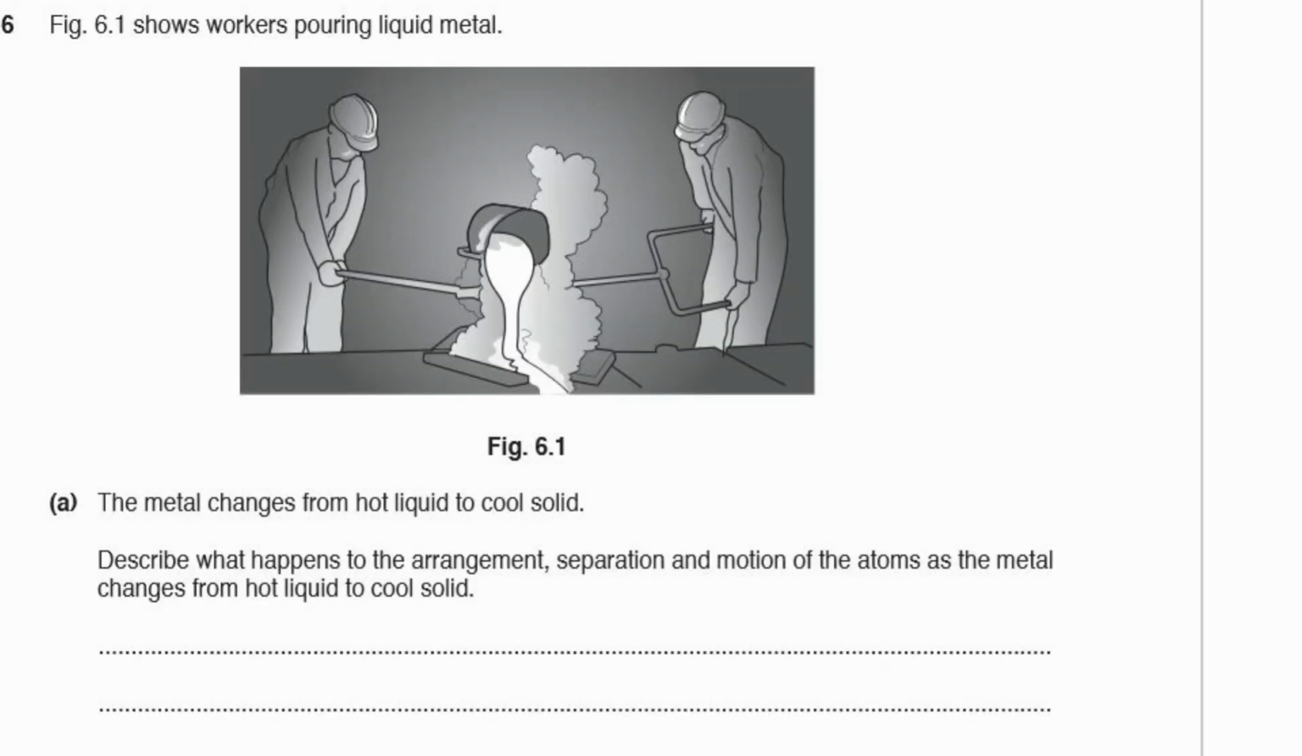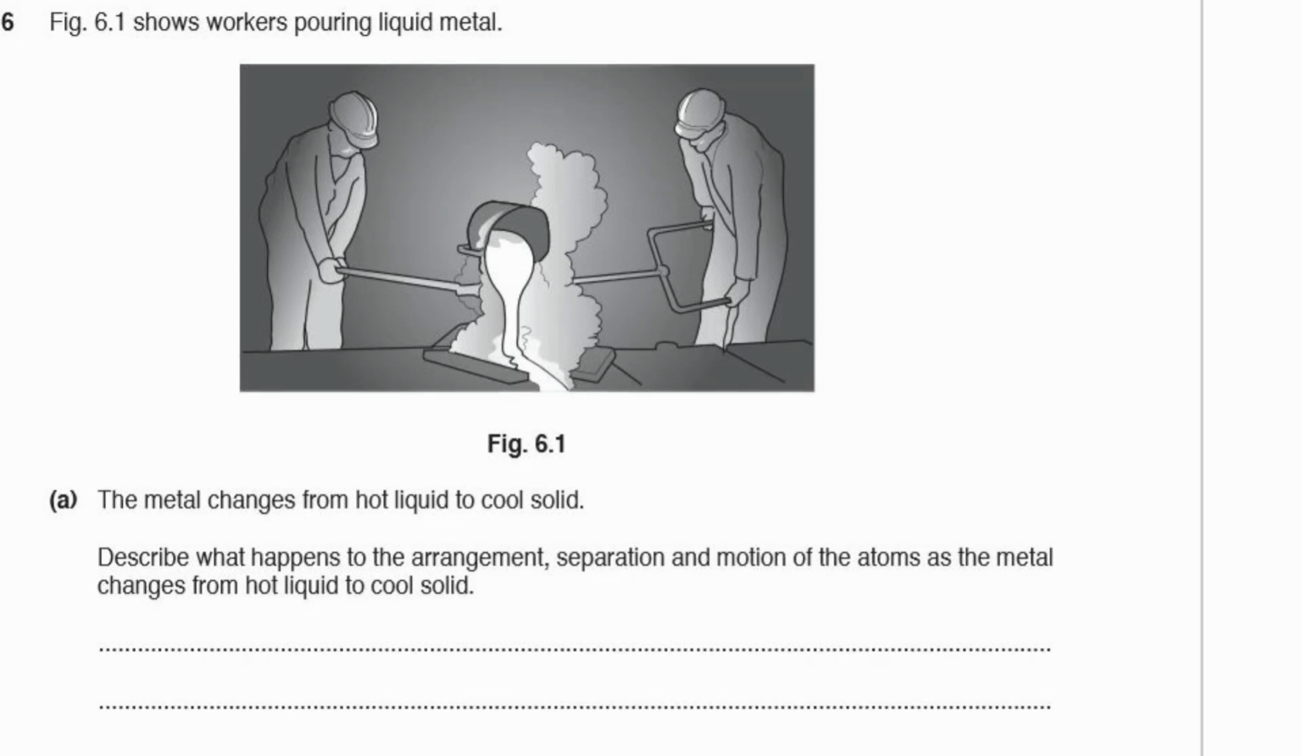Question 6. Figure 6.1 shows workers pouring liquid metal. The metal changes from a hot liquid to a cool solid. Describe what happens to the arrangement, separation and motion of the atoms as the metal changes from a hot liquid to a cool solid. Right.